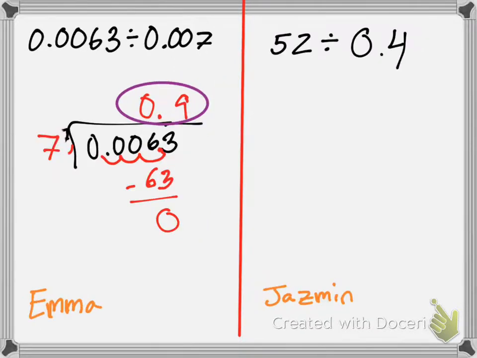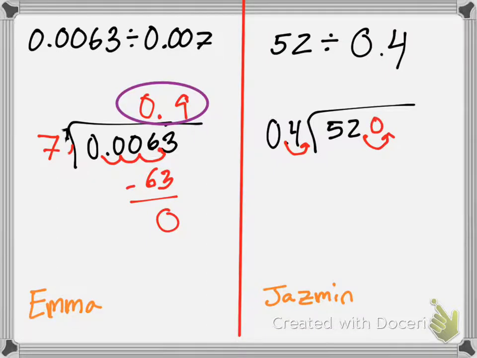So, Jasmine, what number goes on the inside? 52. Perfect. So, the 4/10 goes on the outside. How many times do I have to bunny hop? Twice. Technically, yeah, because I bunny hop once on the divisor, and then what I do to the divisor, I do to the dividend. Hey, you guys, when there's no number, what number is it? Yeah, it's our 0.